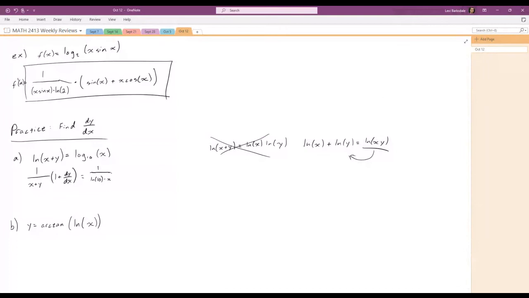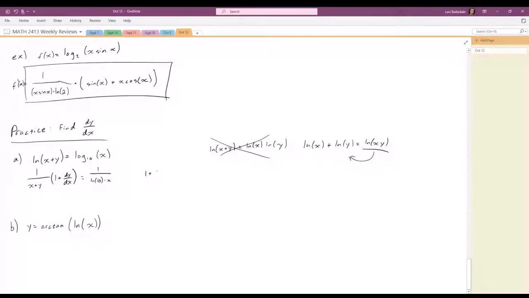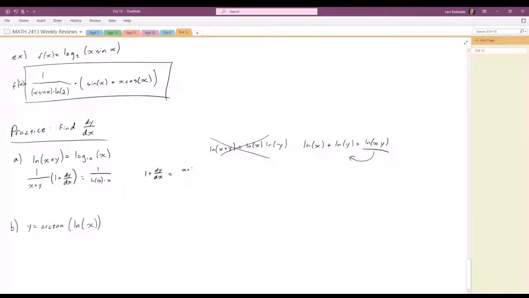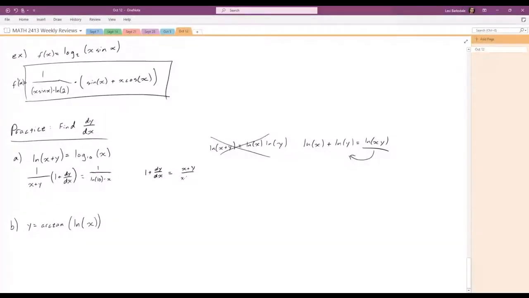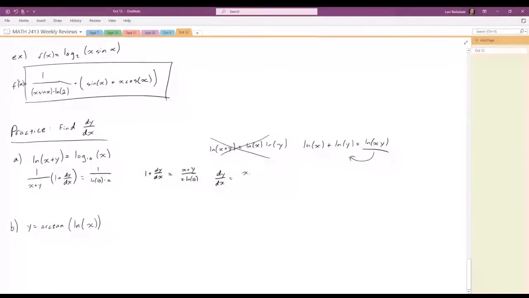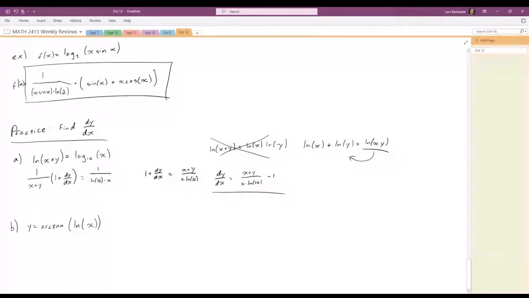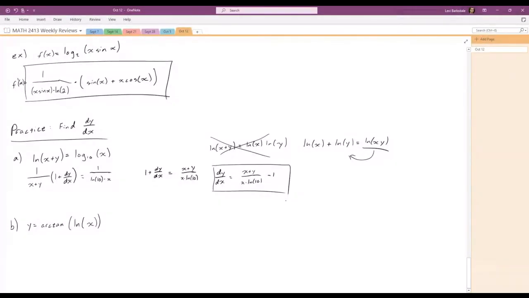In this case, I'm actually going to multiply both sides by x plus y first. So then I have 1 plus dy over dx is equal to x plus y over x times the natural log of 10. So then dy over dx is equal to x plus y over x times the natural log of 10 minus 1. And you could turn this all into one fraction if you wanted to. I do not want to, though, so I'm not going to.